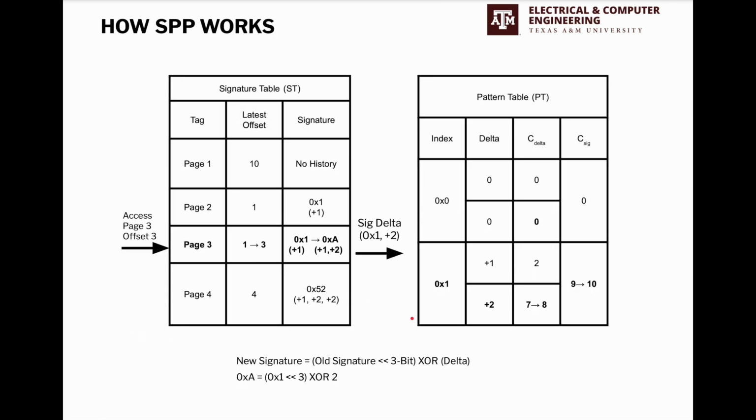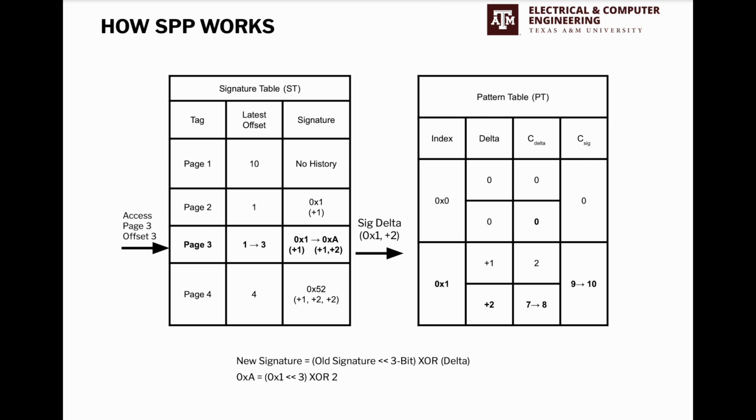An example of how SPP works. So say we have an access to page 3 with an offset of 3. The first thing we're going to do is find the tag of page 3 in the signature table. And then we're going to update the latest offset from the previous value of 1 to the new value of 3. And then we're going to calculate the new signature and update that as well.